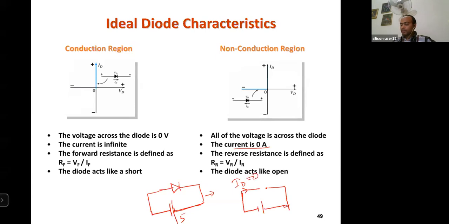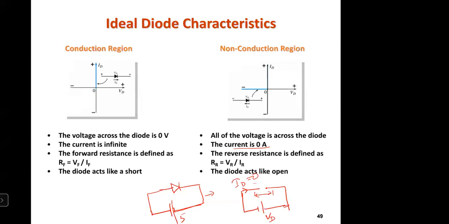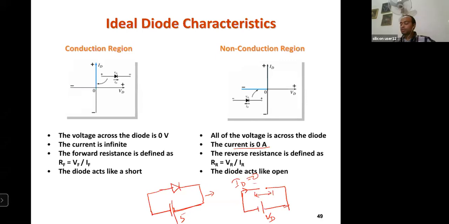Okay. And if the ID is 0, how much will the voltage across this diode be? Whatever you are applying, that voltage, if you are applying VD, that voltage is also coming across this diode. Okay, because there is no other drop in any other portion of the circuit. So all the voltage is applied across the diode, and the current is 0.